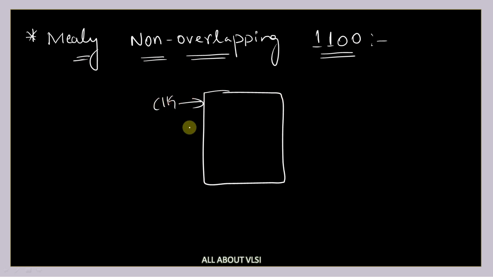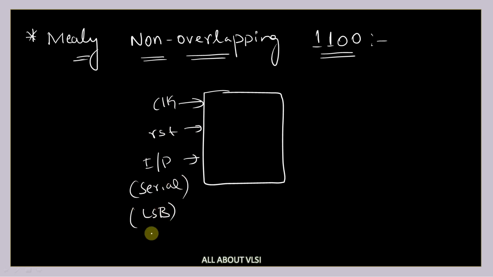Clock, reset, input, which is a serial input. So I'm assuming that LSB is applied first. Okay, let's say MSB is applied first. From MSB the sequence has been given.